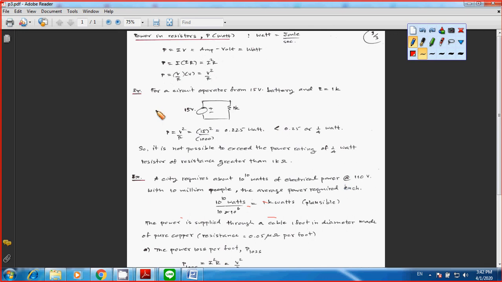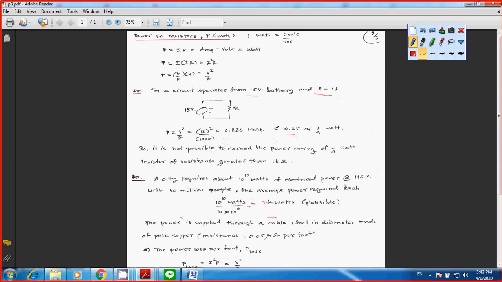Now take a look at some examples. Take a look at the circuit right here. You have a 15-volt supply voltage connected to a 1 k ohm resistor. You know that the power dissipation, or the power drop across the resistor, is going to be V squared over R, since V is given and R is given. So you have P equal to 15 squared divided by 1000 ohms. You have 0.225 watts. That's less than 0.25.